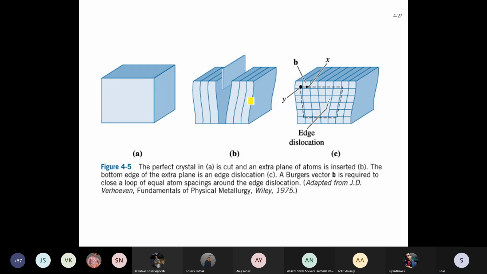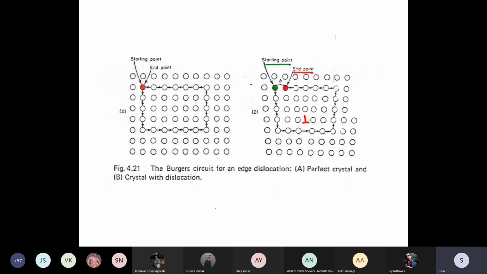Now, this is another picture of how you insert an extra half plane; it becomes an edge dislocation. Now the attempt will be made: can I quantify an edge dislocation? Somehow, mathematically, can I quantify an edge dislocation? You see this picture.